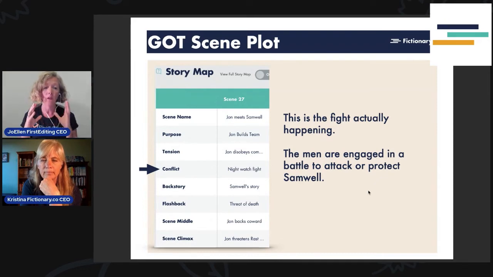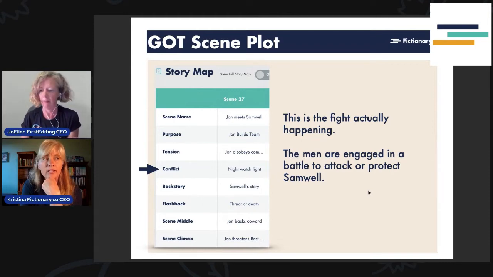So we're looking for conflict. Basically you're looking at these two columns. The one on the left is our checklist, and the one on the right is where we're filling that in to make sure that we've done it. If you can't fill in that blank, or if your editor can't find the element that goes into that blank, then your story or that scene is not as strong as it should be.